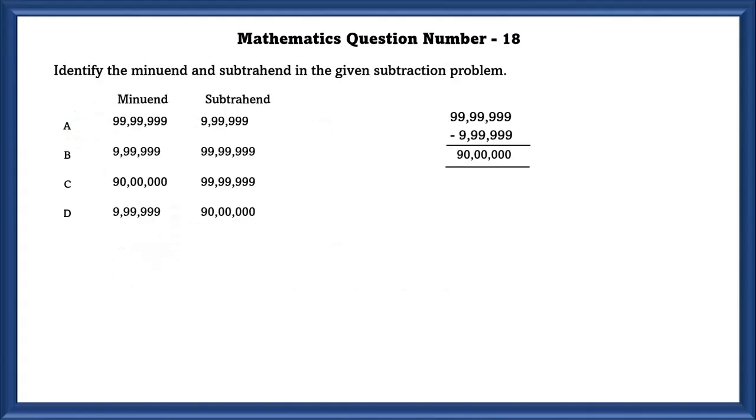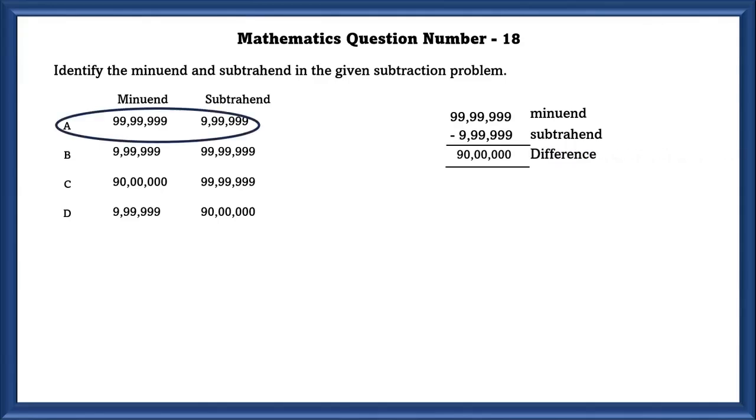Mathematics question number 18. Identify the minuend and subtrahend in the given subtraction problem. The subtrahend is the number which is getting subtracted from the minuend, and the difference is the answer of the subtraction. So A is the correct option.